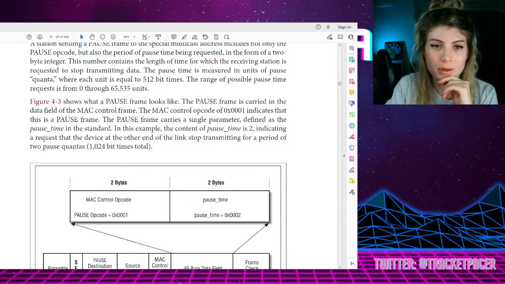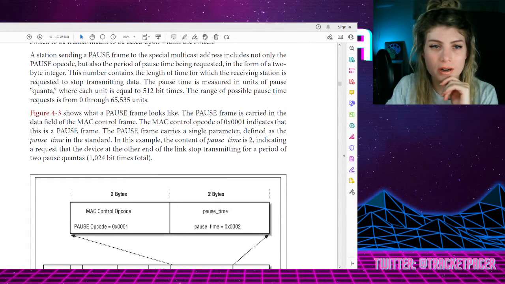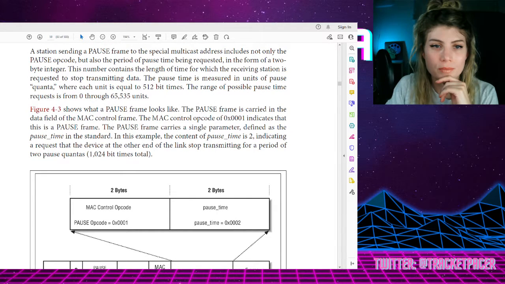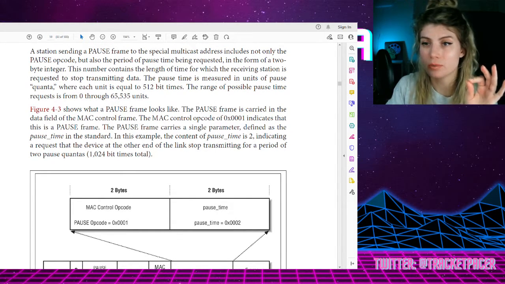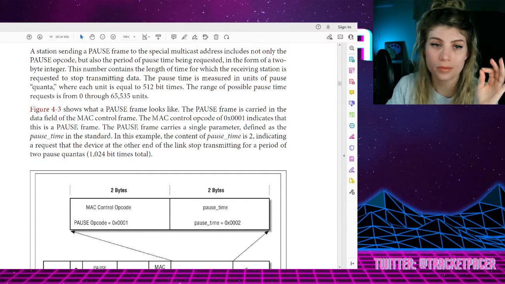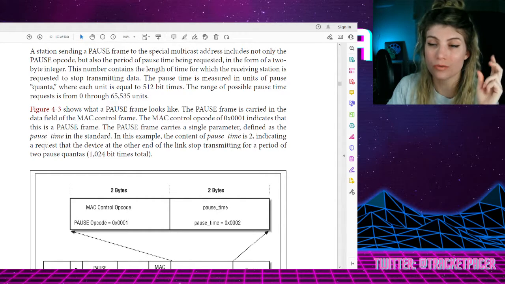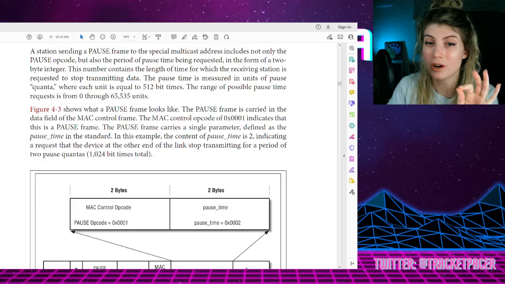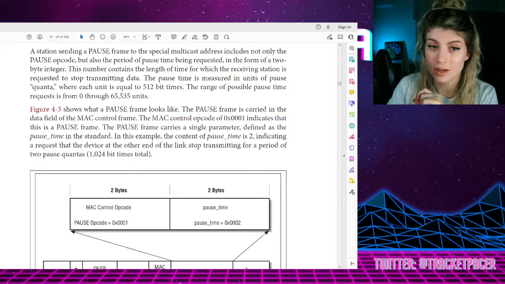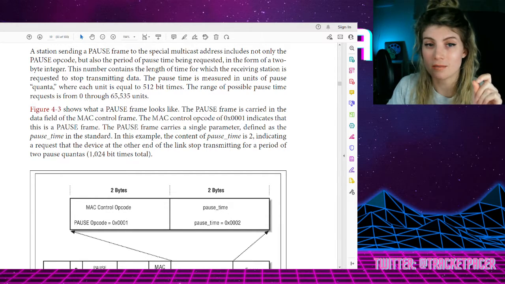So coming back to this, when we're sending a request to pause with Ethernet flow control, the pause time, the amount of time to actually pause sending data, is measured in units of pause quanta, which is 512 bit times. Which means you can take 1 divided by the speed of your NIC, and then multiply it by 512. And that is 1 pause quanta.